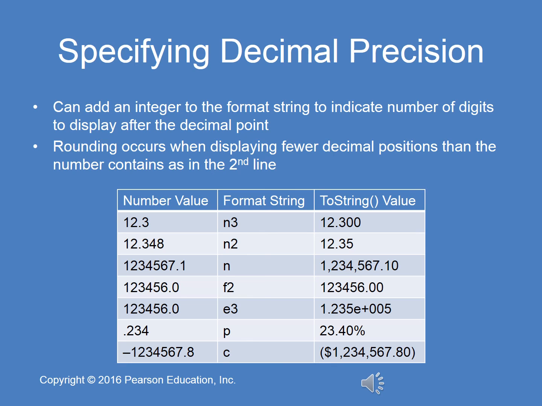Here's a table showing the numeric value, the format string, and then the toString value returned. So 12.3, if you put N3, will give you 12.300. 12.348, N2 will generate 12.35. I'm not going to read all of them to you. You can review them on your own and see how that works.